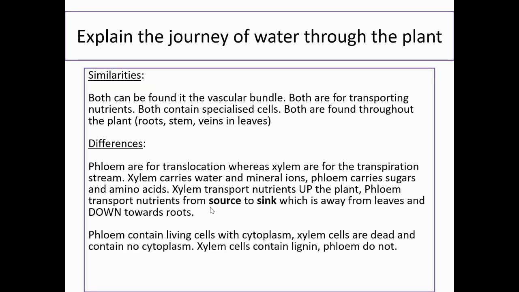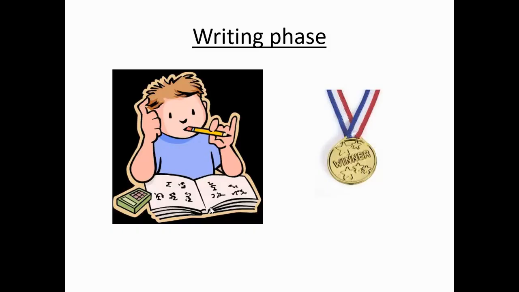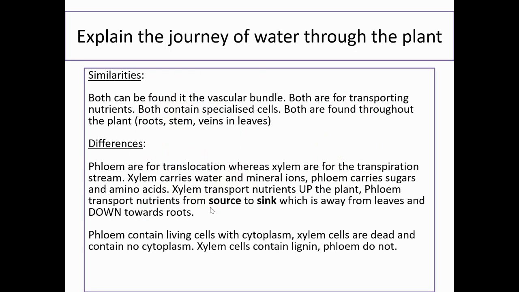Phloem contain living cells with cytoplasm, whereas xylem cells are dead and contain no cytoplasm. The xylem cells also contain lignin, whereas the phloem cells do not. Okay, so there we are. That's my summary of the similarities and differences between xylem and phloem.